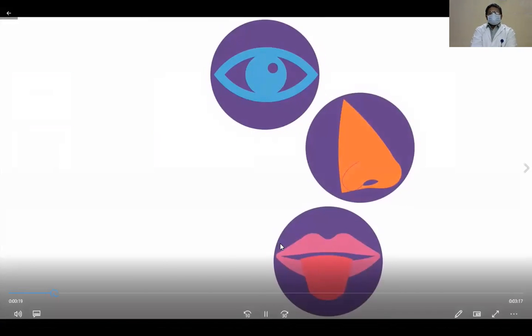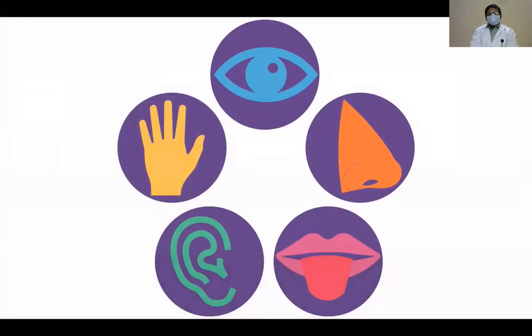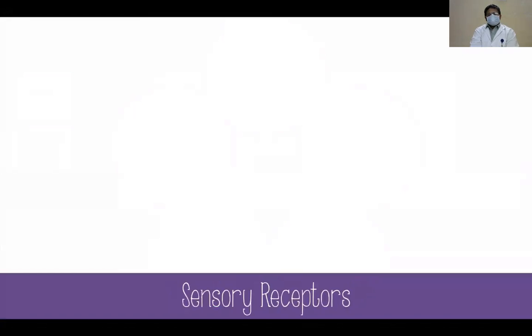Senses: sight, smell, taste, sound, and touch. But do you know how they actually work? How do these sense organs pick up information from the surroundings and transmit it to our brains? All of the senses have something in common: sensory receptors. Sensory receptors detect changes in the environment.